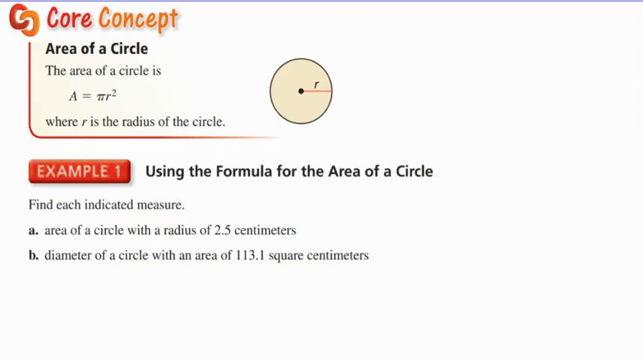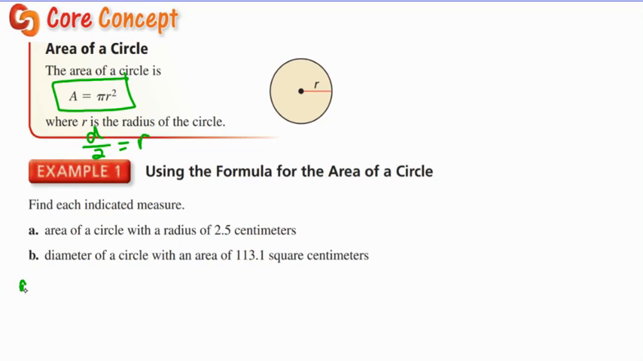In order to find the area of a sector, we need to remember how to find the area of a circle. The area of a circle, if you recall the formula, is area equals pi r squared. R is the radius. If you're given the diameter, you have to divide the diameter by 2 to find the radius, and then plug that radius into your formula. So we have two examples here. We want to find each indicated measure. The area of a circle with a radius of 2.5 centimeters.